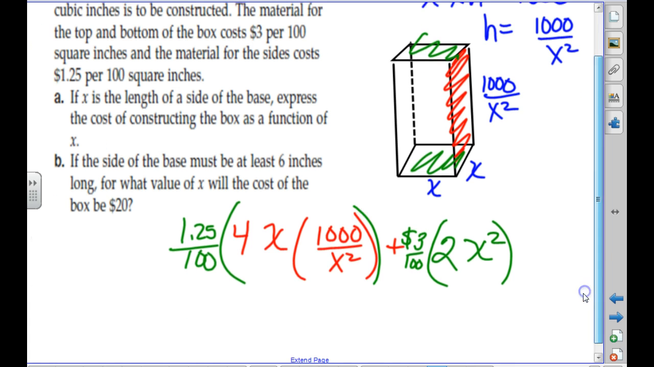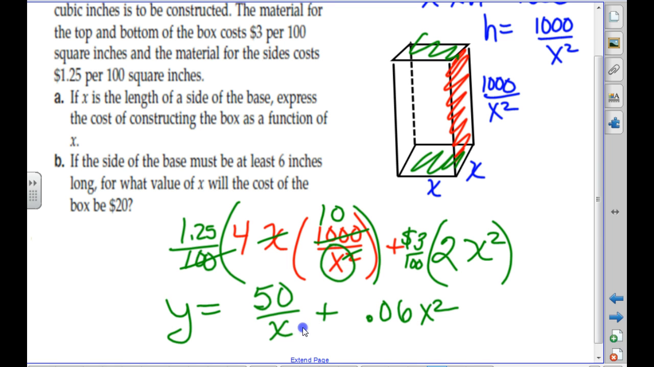All right, we can simplify this a lot. This X will cancel one of these. This goes in here 10 times. That's 40 times 1.25, which I'm thinking is 50 or 500 or something. Somebody do that for me? 1.25 times 4 times 10. Anybody? 50. Okay. So there was an X left down here too. So it's 50 over X. Over here I have 3 divided by 100 times 2 X squared, that's 6 over 100 or 0.06.